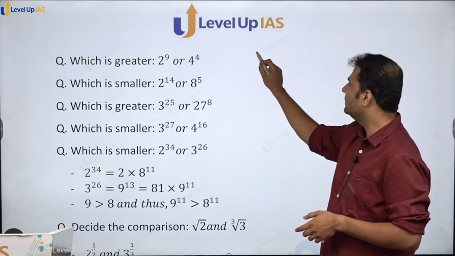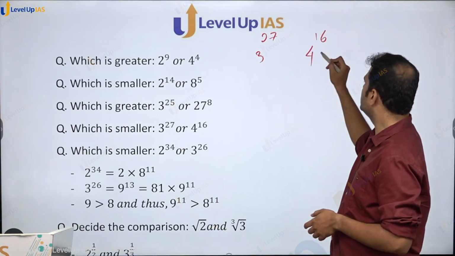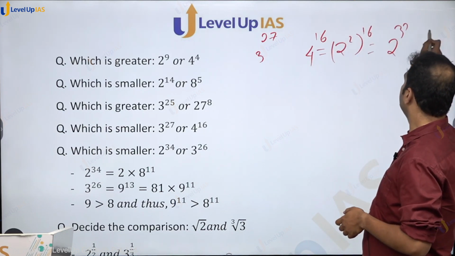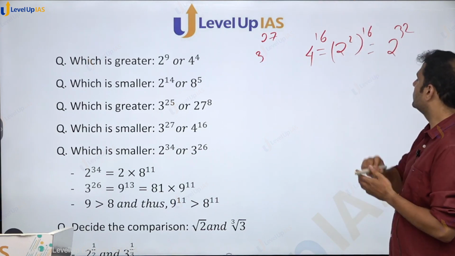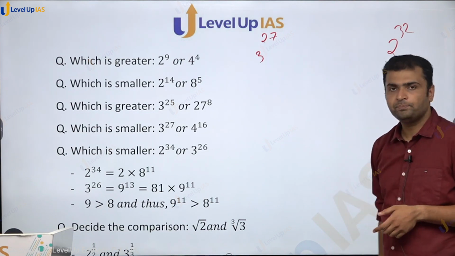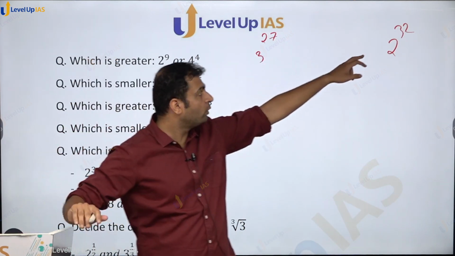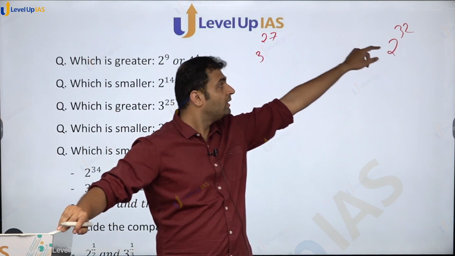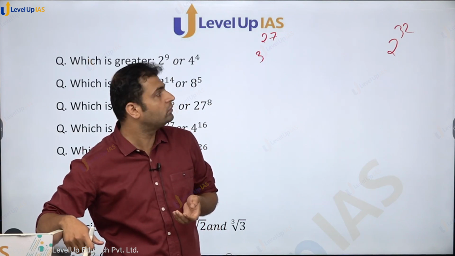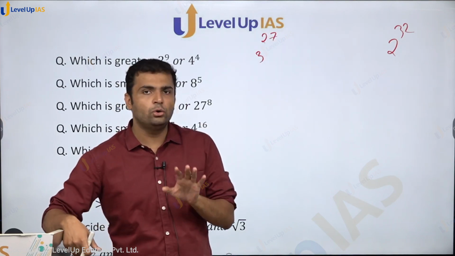Now see the real challenge. 3 raised to 27 and 4 raised to 16. 4 raised to 16 is also 2 squared raised to 16, which is 2 raised to 32. Fine. So basically we want to compare 3 raised to 27 and 2 raised to 32. Now, the base of this number is bigger, the power of that number is bigger. And 27 and 32 have no HCF, no other common factor. These are co-prime numbers because the HCF is 1. So we can't do that either.